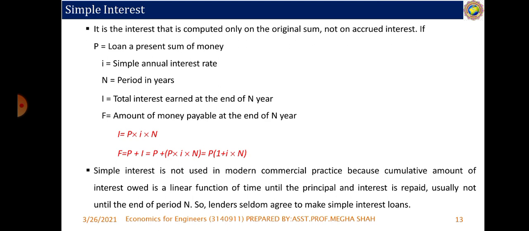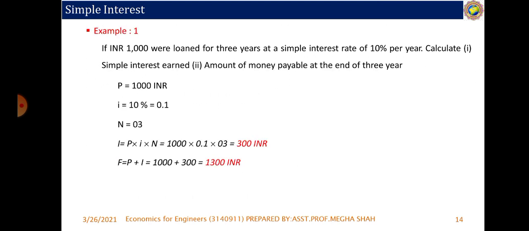Now here a formula is given to you. Capital I is equal to P into I into N, and F is equal to P plus capital I. So here it is elaborated what capital I is: P into I into N. In this way we are getting F. Now we will see simple interest with the help of one example.